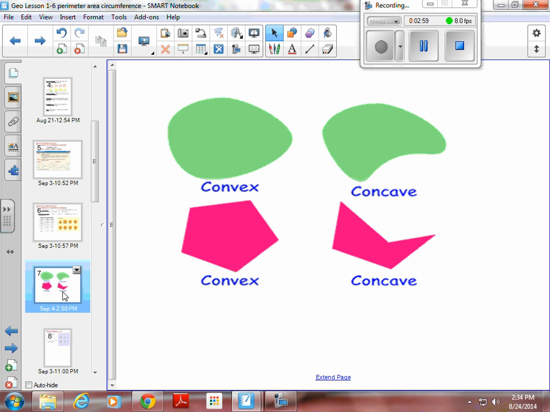Convex and concave. So convex, again, everything is nice and smooth. It goes on the outside. Concave, you see the little cave here. See a little cave right here. And again, the only way I remember it is concave makes a cave.